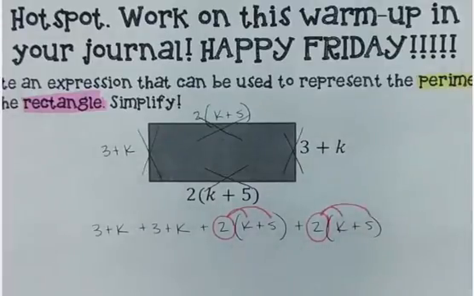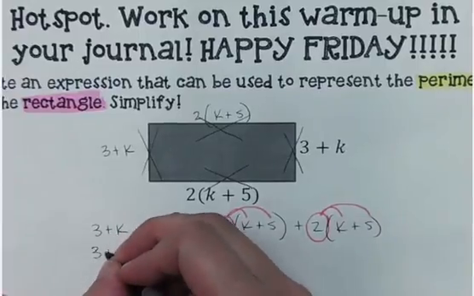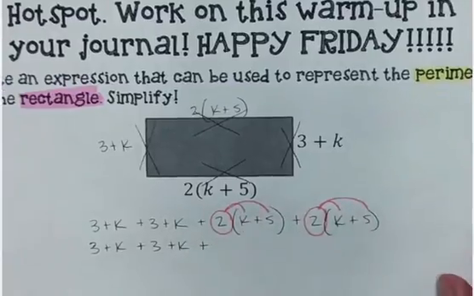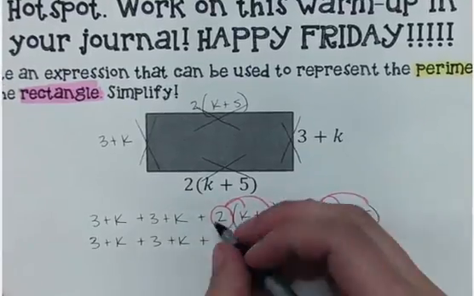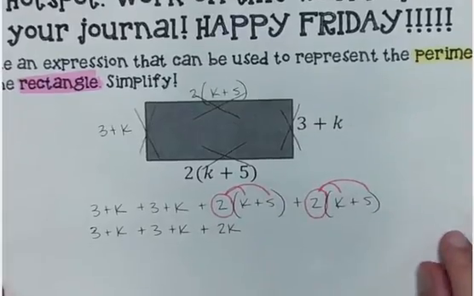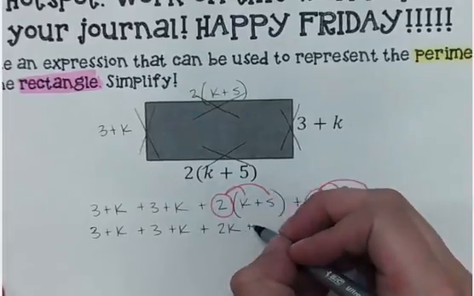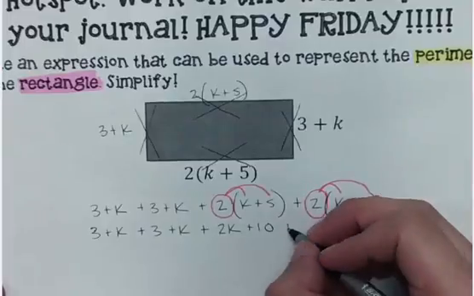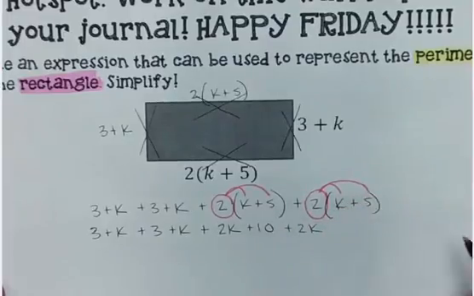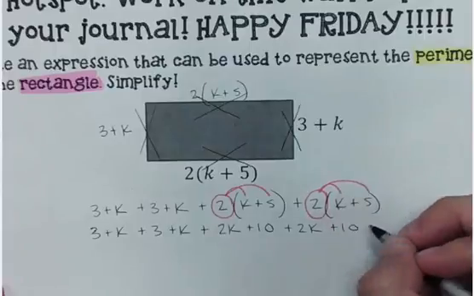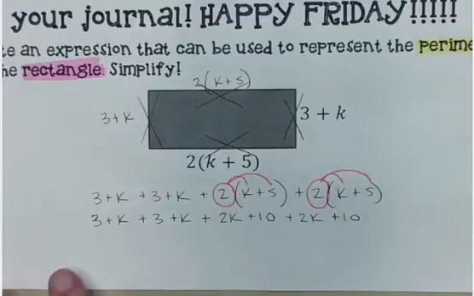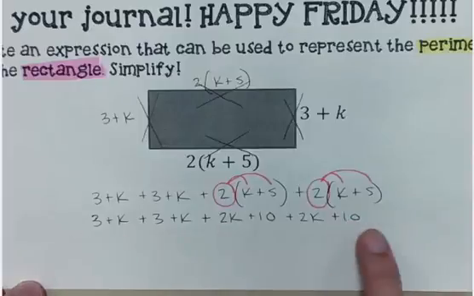So if I rewrite what I have, everything falls down: 3 plus k plus 3 plus k plus, and now I have 2 times k is 2k, 2 times 5 is plus 10, 2 times k is plus 2k, 2 times 5 is plus 10. So I simplified already because I got rid of those parentheses. So the next step that I have to look for is, can I combine anything in this long expression?